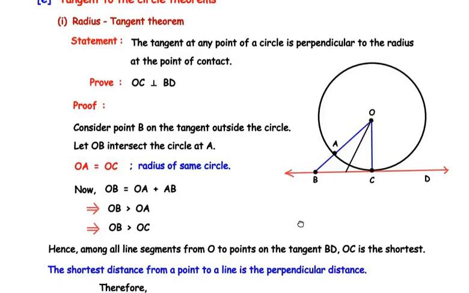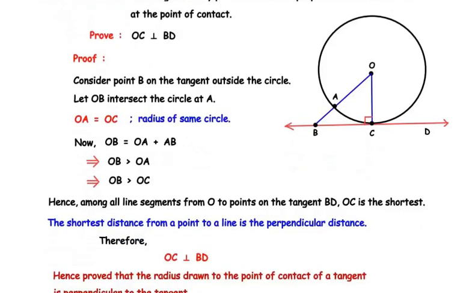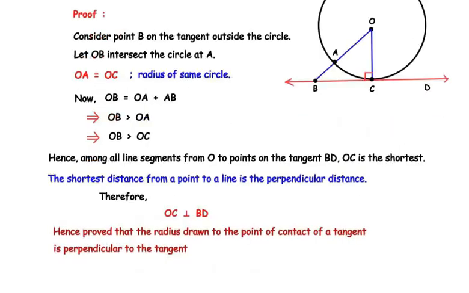And remember that the shortest distance from a point to a line is always the perpendicular distance. Therefore, OC becomes perpendicular to the tangent at the point of intersection, that is at point C. So here we have written, therefore OC is perpendicular to the tangent BD. Hence we have proved that the radius drawn from the center of the circle to the point of contact of a tangent is perpendicular to the tangent. And this is our answer.